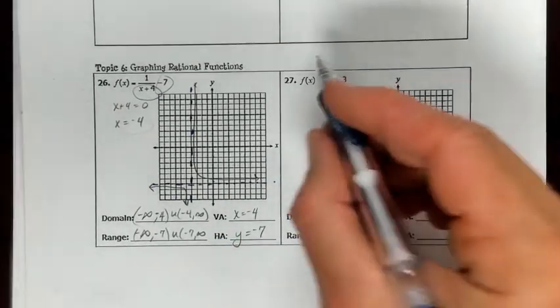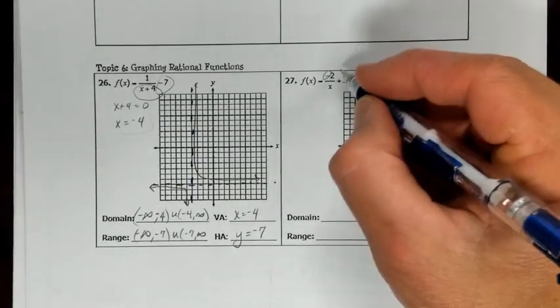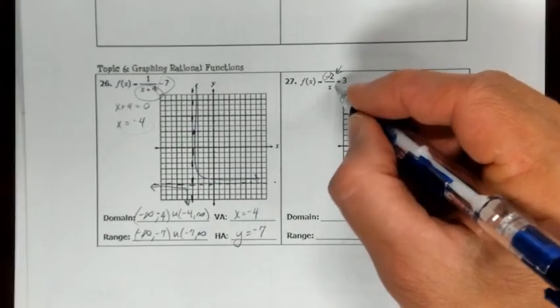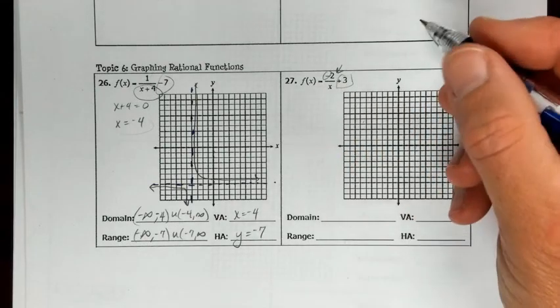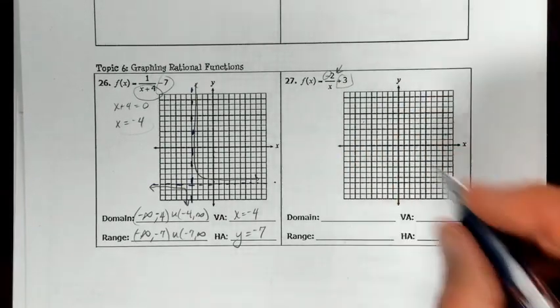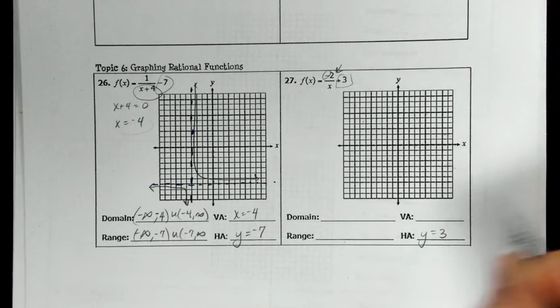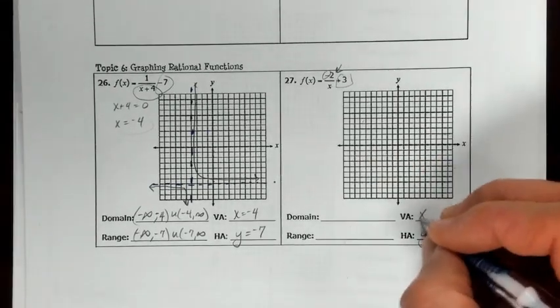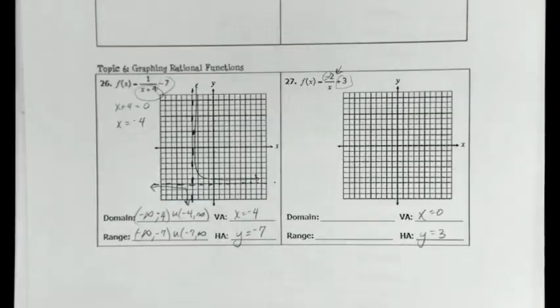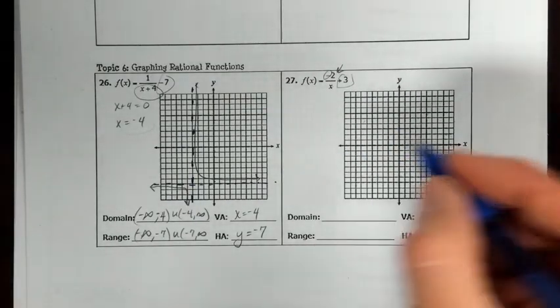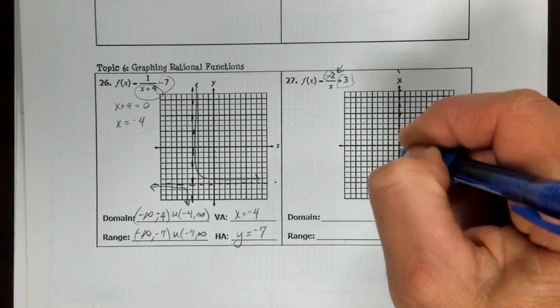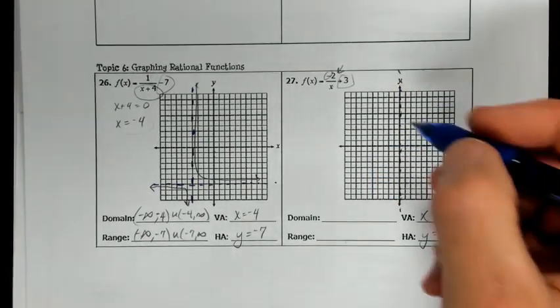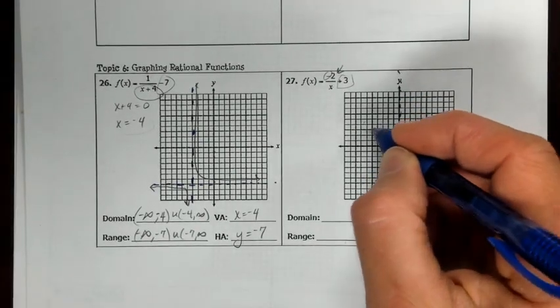All right, look at number 27. We can see we have a reflection here. We have a vertical stretch by 2, okay, and we went up 3 units. So I know right now that my horizontal asymptote is going to be at y equals 3. My vertical asymptote, this is equal to 0, so x equals 0. All right, so let's put those on our graph. x equals 0 as the vertical asymptote. Horizontal asymptote, y equals 3. 1, 2, 3.